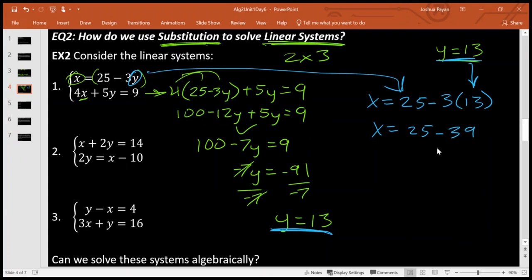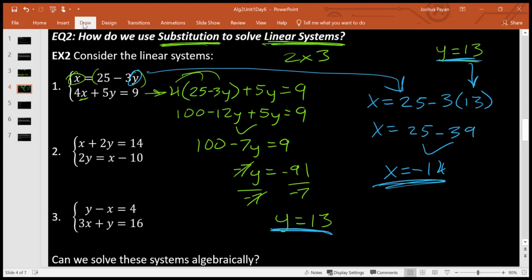right? And then I go ahead and subtract. So 25 minus 30, that would be negative 5. Sorry, my phone was ringing. That would be negative 5 minus another 9, negative 14. Okay, and there you have it.